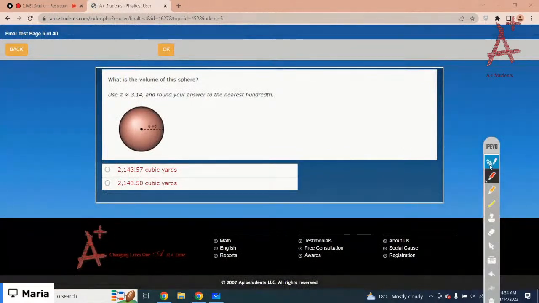You are given the sphere, you have to calculate the volume of the sphere. Got it? So we have to use the formula, that is 4 by 3 pi r cube. The formula we have to use to calculate the volume of the sphere is V equals 4 by 3 pi r cube. You can note down the formula. That is very important. Whenever you have to calculate the volume of the sphere, just use the formula V equals 4 by 3 pi r cube.